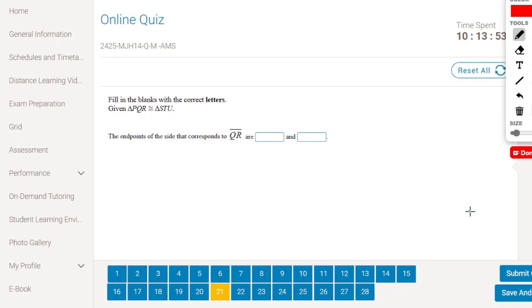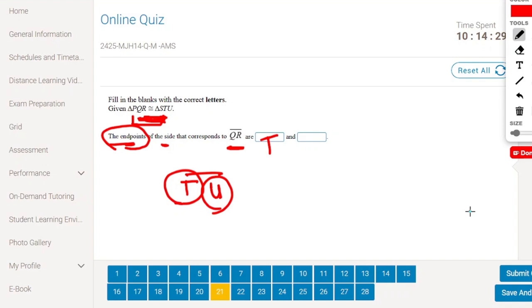Now fill in the blank with the correct letters. I have given triangle PQR congruent to triangle STU. That means point P is congruent to S, point Q to T, and point R to U. Now, the endpoints of the side that corresponds to segment QR. Here, where is the Q? Q is congruent with T and R is U. So I have this segment, but here he wants to know the endpoints. The endpoints are T and U.